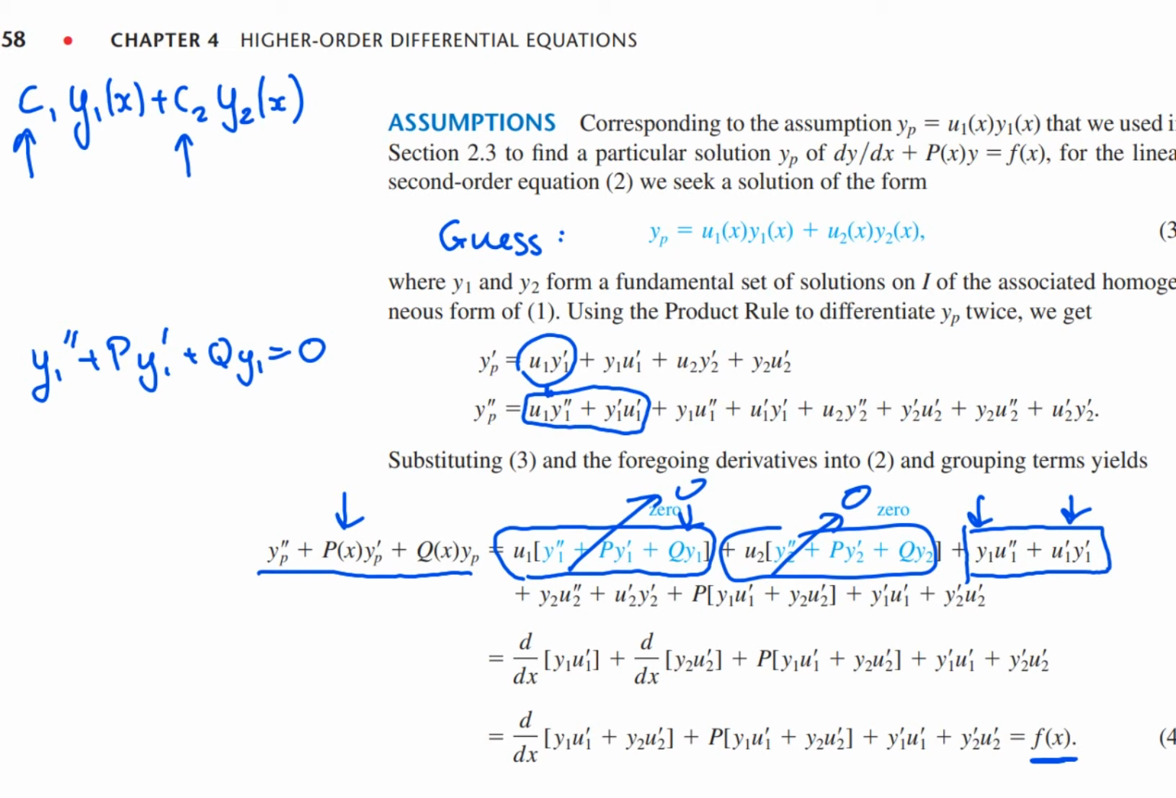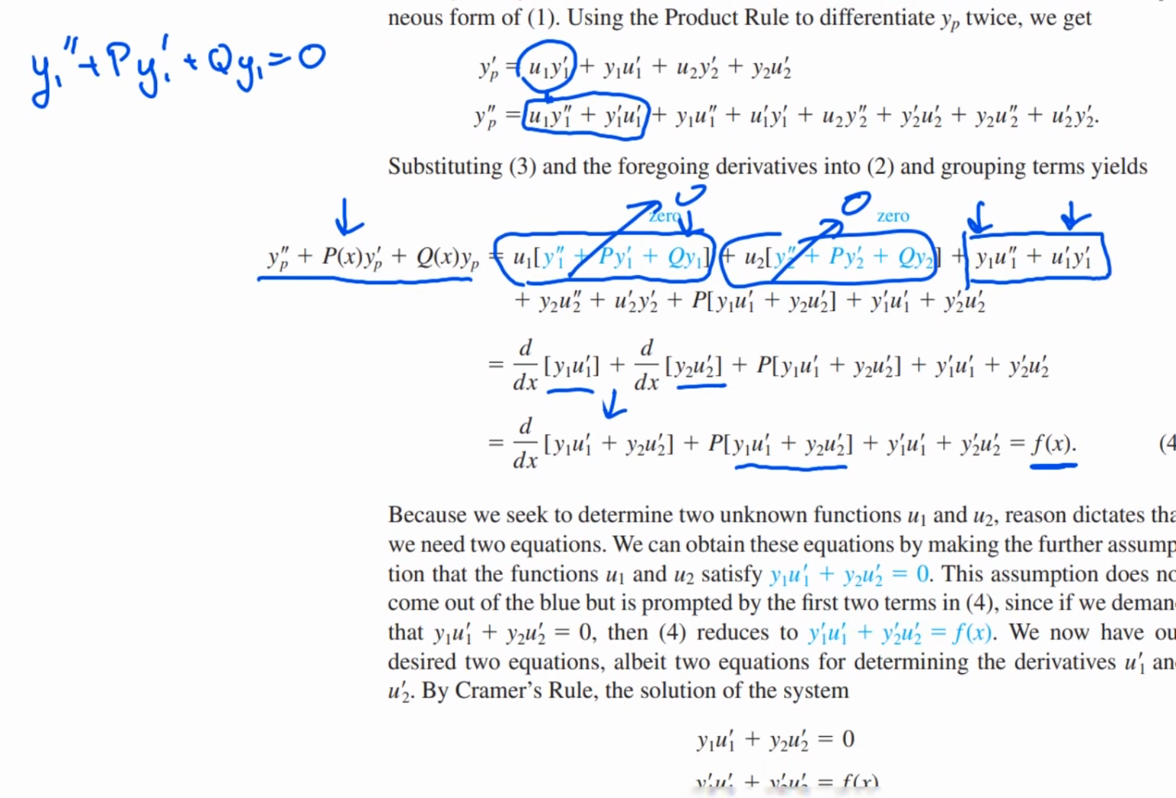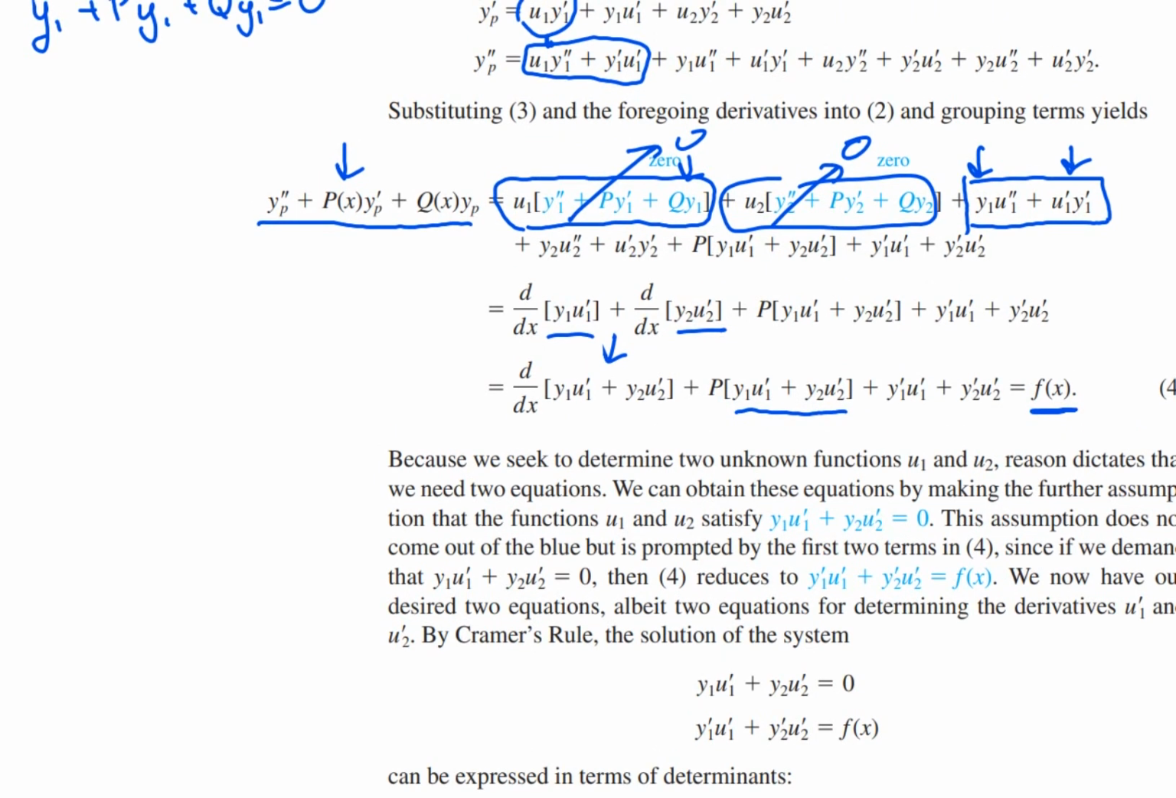Now, here I have a derivative of this thing plus a derivative of this thing. Derivatives are linear, so I can combine those two steps. And now I notice another pattern. In here I have y1 u1 prime plus y2 u2 prime. And here I have y1 u1 prime plus y2 u2 prime. So this should be the next thing coming up. They're going to add another equation. Just assume that I'm only interested in solutions where y1 u1 prime plus y2 u2 prime is 0.